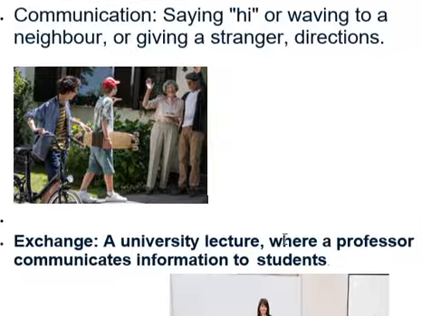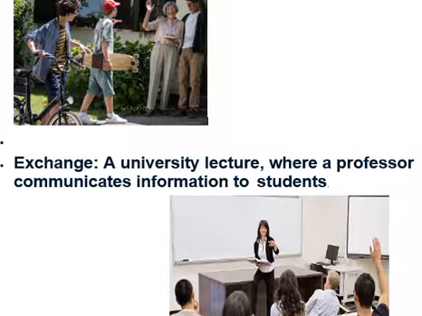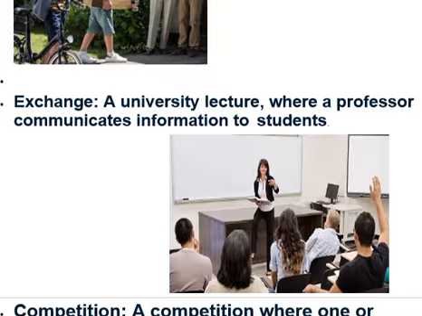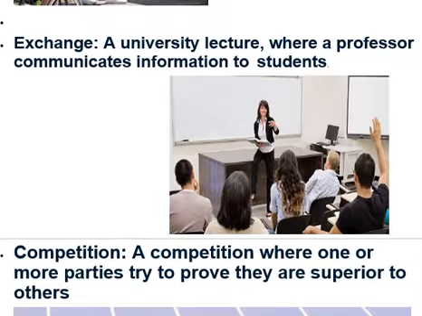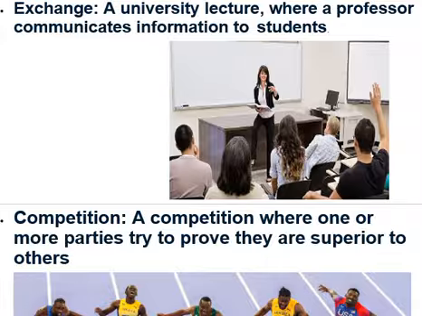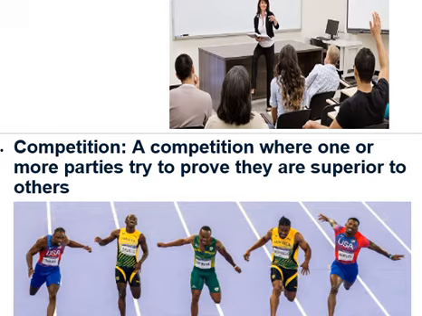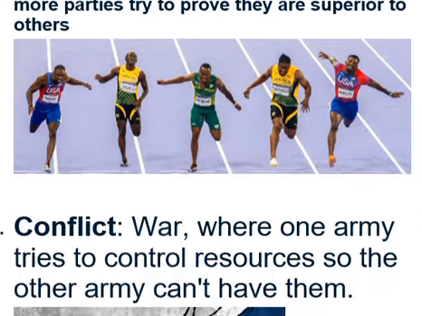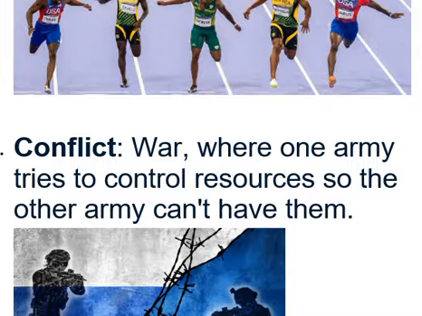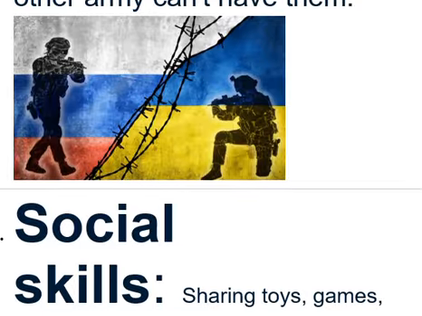And social interactions may be in the form of an exchange. It means a university lecture where a professor communicates information to students. That is an example of an exchange of ideas. That is also a social interaction. And competition. In a competition, one or more parties try to prove that they are superior to others. It is also an example of a social interaction. Then conflict, war, where one army tries to control the resources so the other army can't have them. That is also an example of a social interaction.